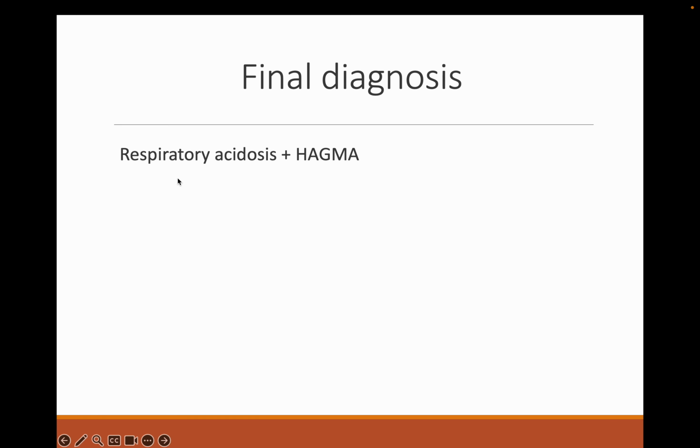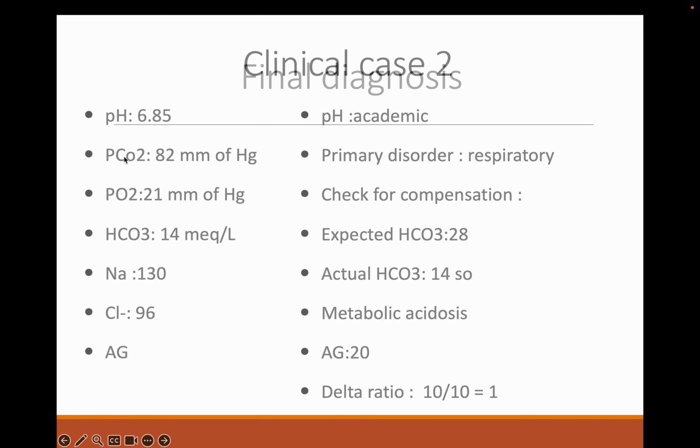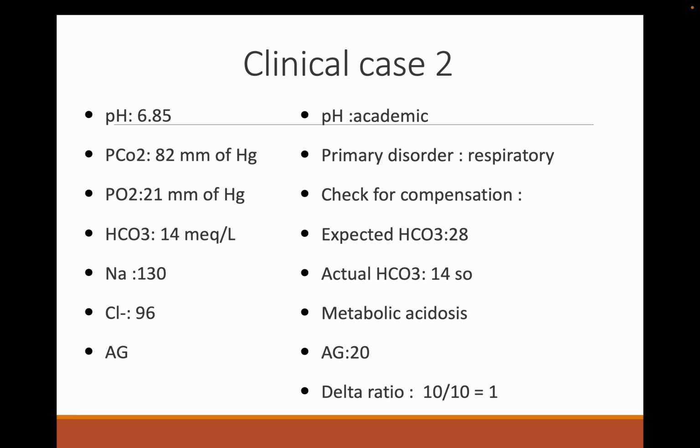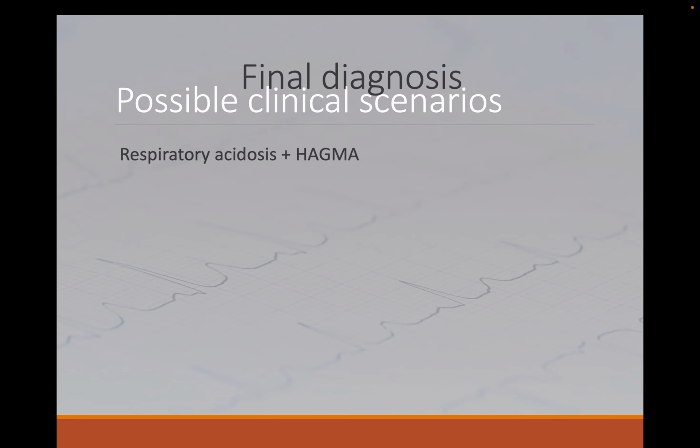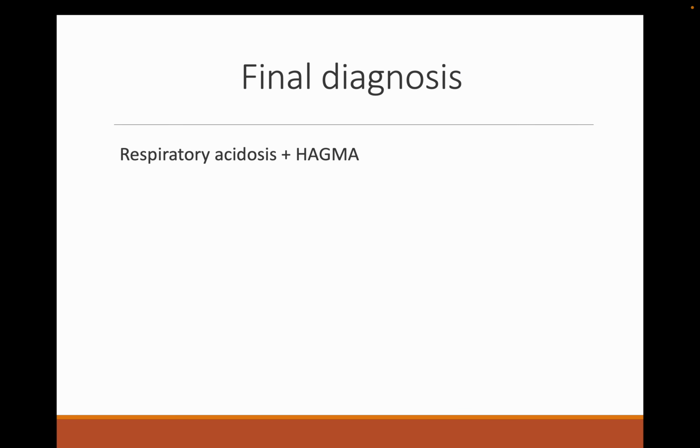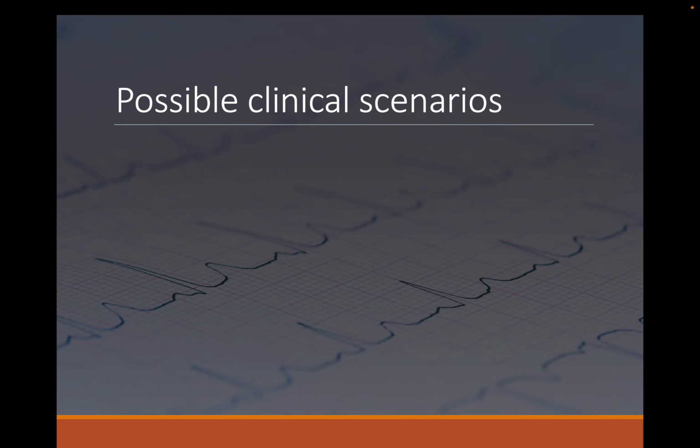The reason I kept respiratory is that the major change is seen in the CO2, which changes more when compared to bicarbonate. Bicarbonate went from 24 to 14, a change of 10, which is hardly 80%. But PCO2 increased from 40 to 80, almost a 100% change. So that's why I kept respiratory acidosis as the primary pathology, because the PCO2 change is more than the bicarbonate change. So what is the possible mechanism?